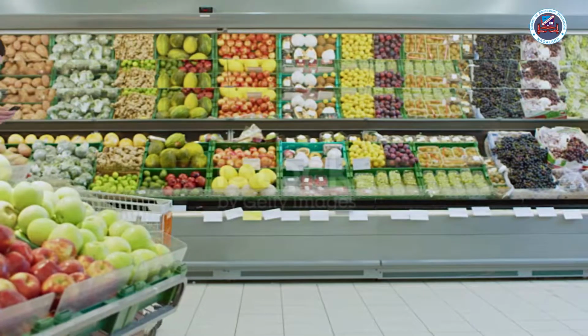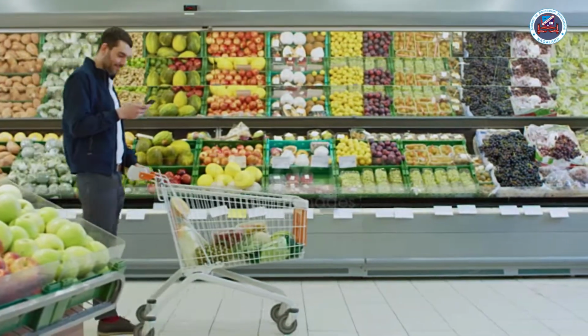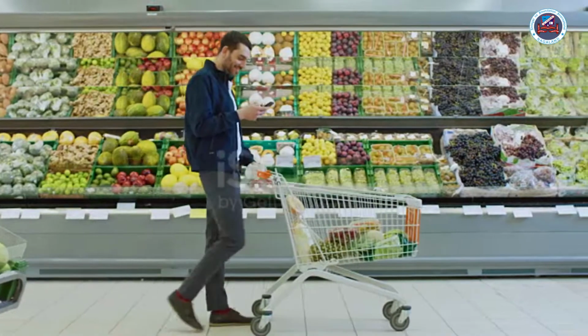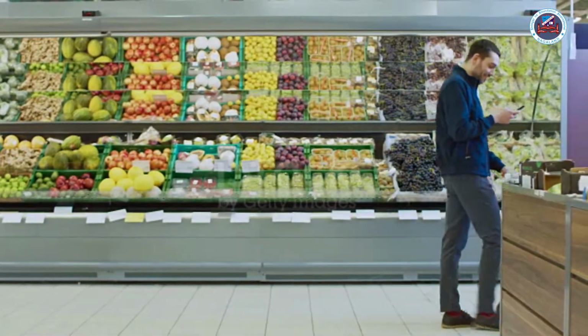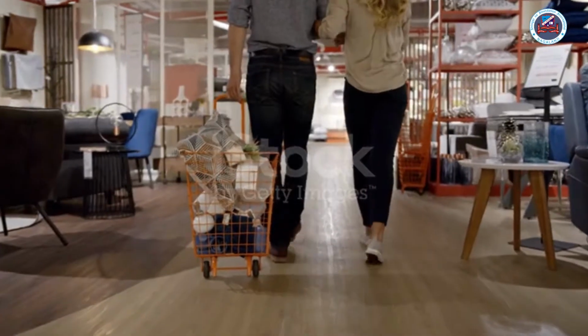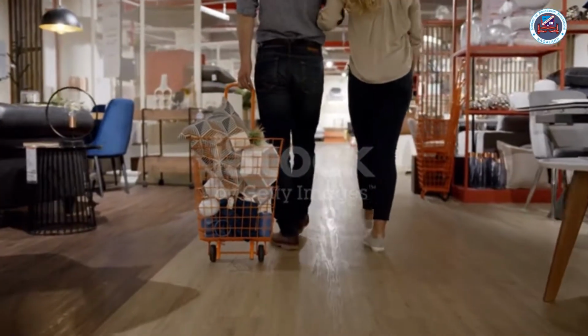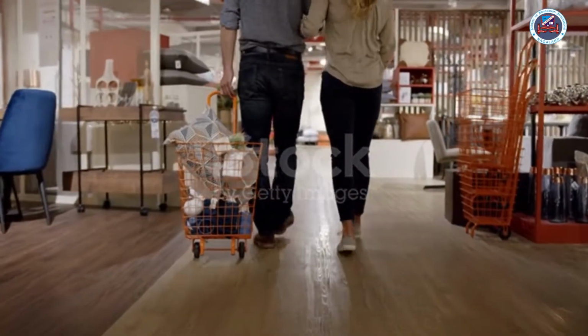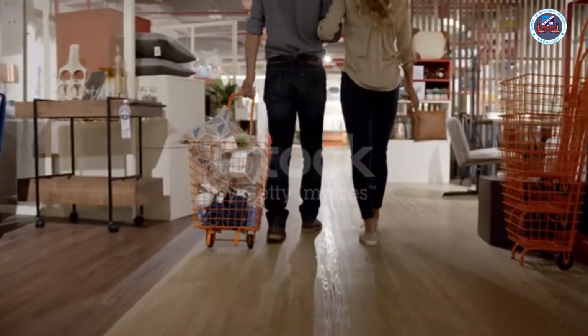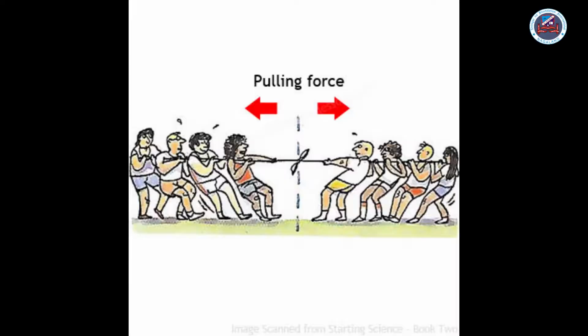Force appears when two objects interact with each other. In this case, it is the person and the trolley. Force can make things move. If we want to move a trolley forward, we push it, or if we want to bring it back, we pull it. How do we know how much force is being applied?